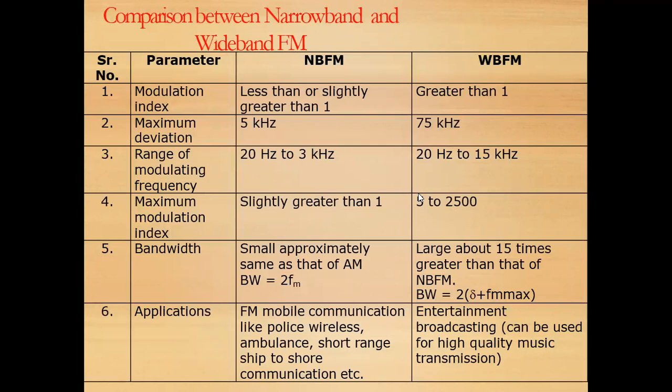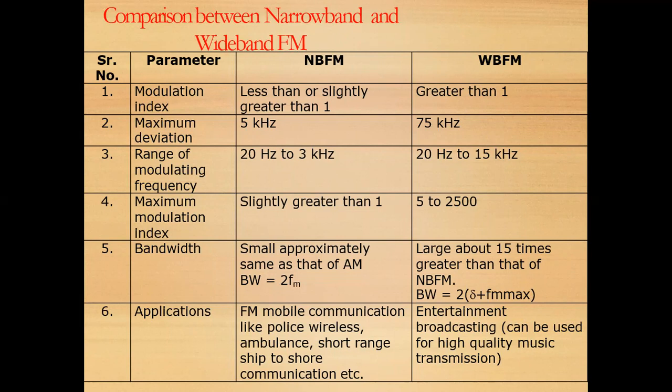Here we are representing some of the differences between narrowband FM and wideband FM. If it is narrowband FM, as I stated, the modulation index is slightly less than 1, and for wideband FM the modulation index will be greater than 1. The maximum deviation in narrowband FM is up to 5 kHz, but in wideband FM it is 75 kHz. Why? Because it is wideband.